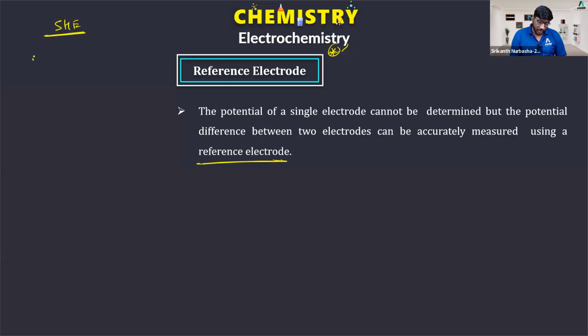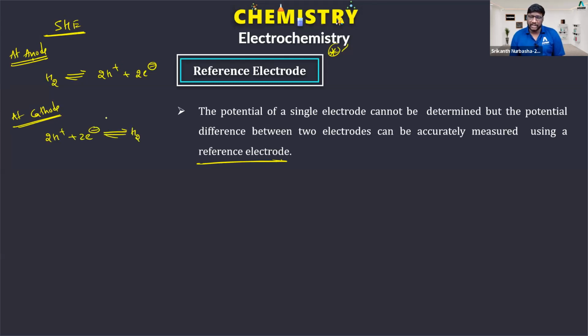So we have two conditions: SHE can be used as anode or cathode. At anode, oxidation should occur, so H2 will be in equilibrium with 2 H plus ions, and 2 electrons are lost. At cathode, reduction occurs: 2 H plus will take up the 2 electrons to form H2 gas. For both conditions, whether you use the hydrogen electrode as anode or cathode under standard conditions, E naught is assumed to be 0. E naught of standard hydrogen electrode is 0.